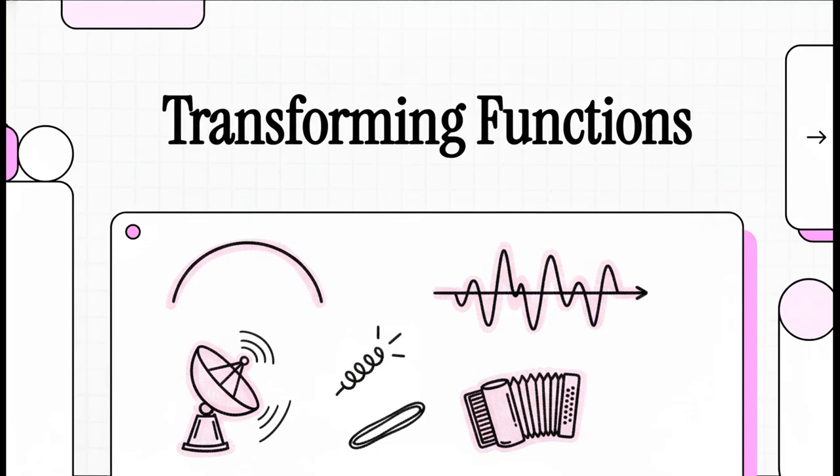Have you ever wondered how a single simple shape can describe something like the arc of a thrown ball, or the curve of a satellite dish, or even a sound wave? Well, today we're going to dive into the amazing toolkit of function transformations.